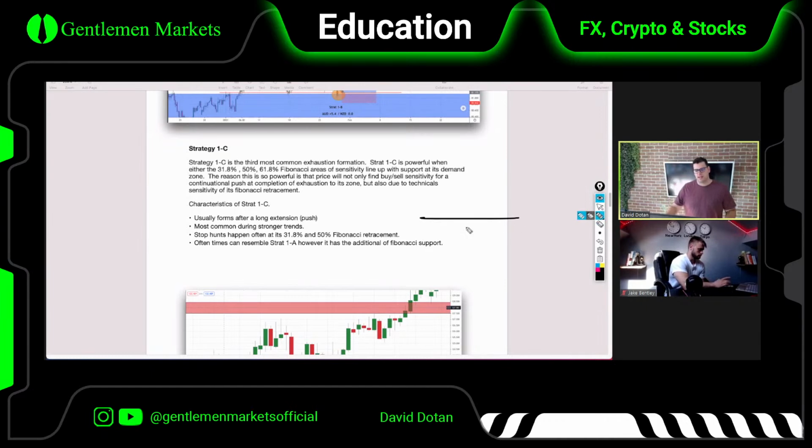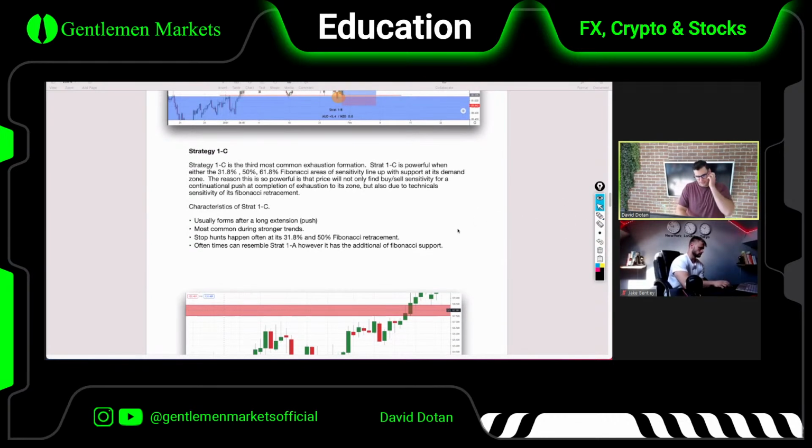Let's say we have a demand zone. In a normal exhaustion, we have a push exhaustion, so what was resistance is now becoming support. But in this scenario, Strat 1C, we're looking for additional confirmation as price makes an exhaustion to not only its zone, but also a significant fib. And we do that by measuring using Fibonacci extension.